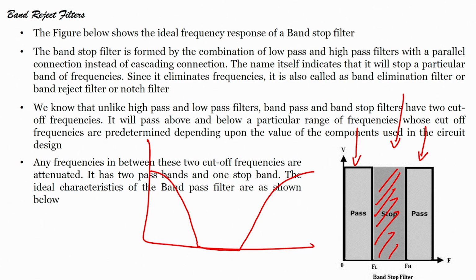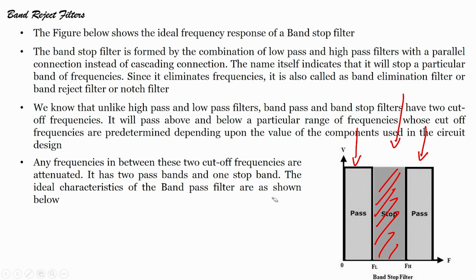This is the response plot for the band stop filter. That means a particular band of frequency that we do not require, we can stop it by designing a filter using an operational amplifier. The figure shows the ideal frequency response of a band stop filter. The band stop filter is formed by a combination of low pass and high pass filters. So band stop filters can again be formed by using low pass and high pass filters.